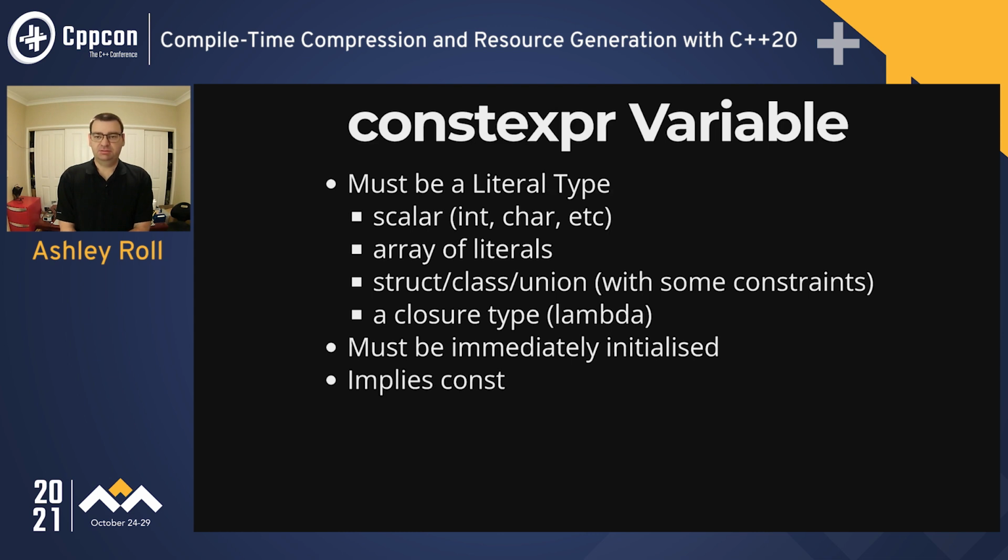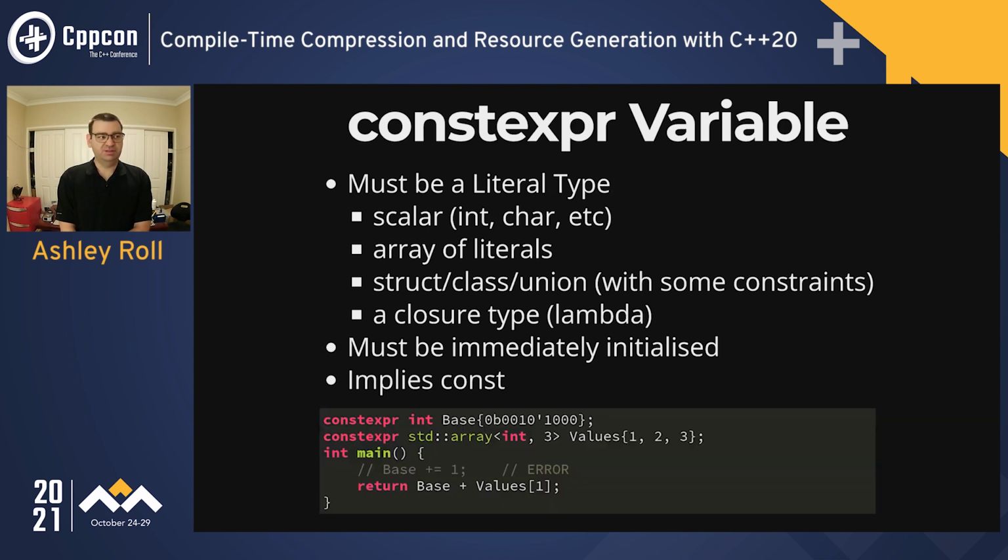And it implies const. So if we have a very quick example, we declare a constexpr int and give it a value. We could create a constexpr array and fill it. And we can then use those things. So note that it's constant, so I can't add one to base, but I can use it in an expression.